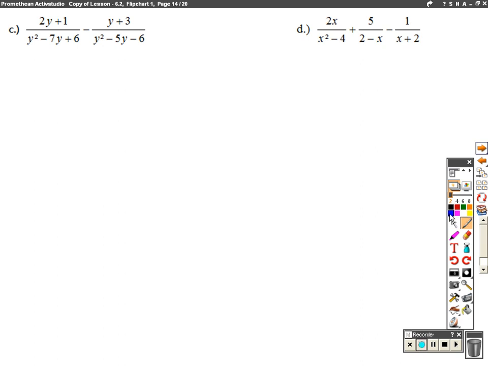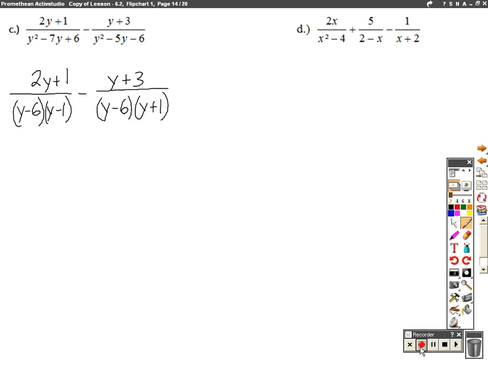Okay, first thing I'm going to want to do here in letter C is factor the denominators. Then I'm going to want to identify my LCD, which in this case is just y minus 6, y minus 1, y plus 1.